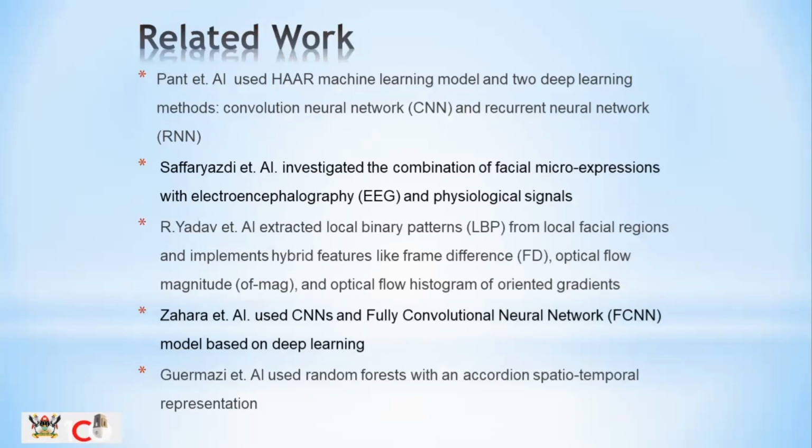We did our literature review and we were able to see various works that were done by various authors that also aimed to detect these microexpressions, and various machine learning models were implemented to detect these expressions. For instance, convolutional neural networks were used. Fully convolutional neural networks and models based on deep learning were also used. And then some other authors used random forests with an accordion spatial temporal representation. And others also went on to implement electroencephalography and physiological signals to detect these microexpressions.